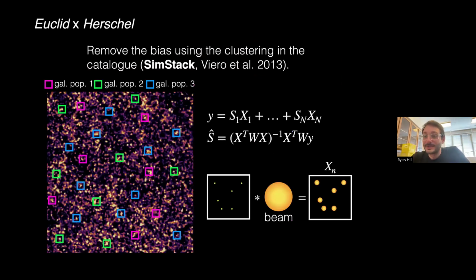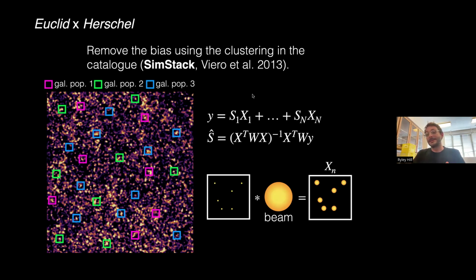And so the stacking algorithm that we used was this thing called SimStack, which Marco Vieira worked on over 10 years ago, where you take your Euclid catalog, you split it into bins of redshift and stellar mass. So here are blue galaxies. Let's say blue galaxies are low redshift, and green ones are medium redshift, and pink ones are high redshift. And then you can write down this simple equation.